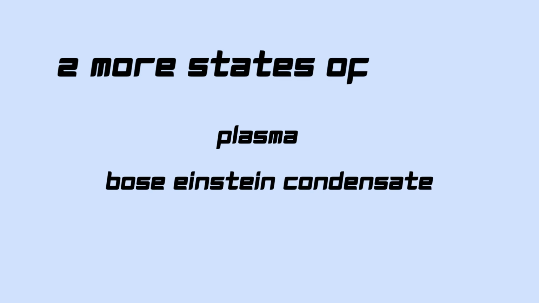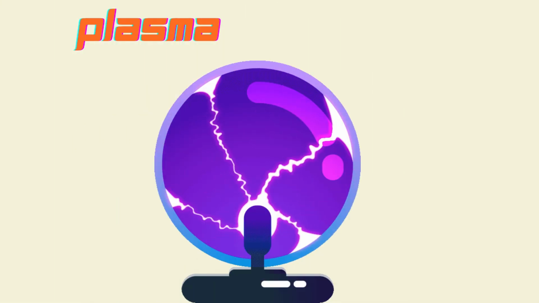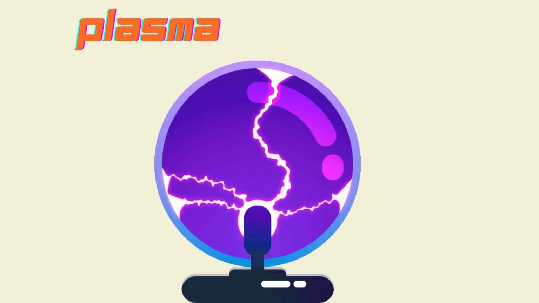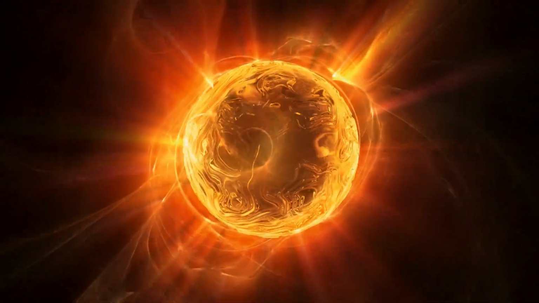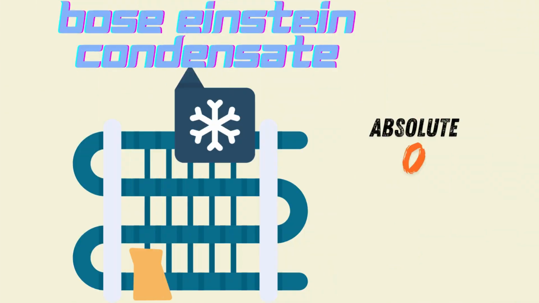Here's a fun fact. There are actually two more states of matter. They're called plasma and Bose-Einstein condensates. Plasma is like a super hot gas. You can see it in lightning or the sun. Bose-Einstein condensates are super cold and only exist in special labs.